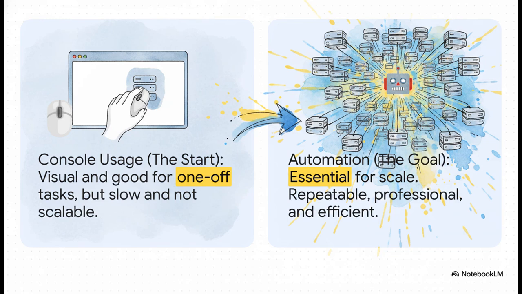It's visual. You can click around and see what's what. But what happens when you're a DevOps engineer and you're responsible for hundreds of servers? Clicking just isn't going to cut it. That's when automation becomes absolutely essential for working like a pro.